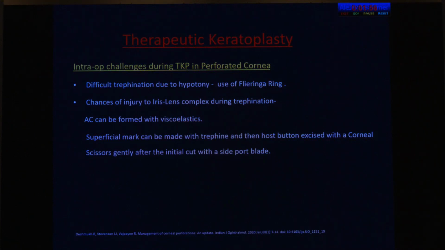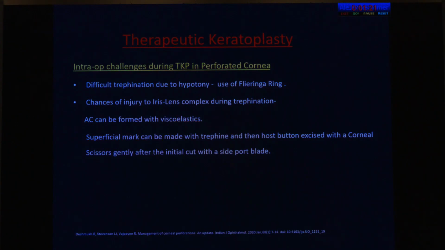In the cases of central large perforated corneal ulcer, therapeutic keratoplasty is the only option. But there are so many challenges that we face during TKP in a perforated cornea. First, because of excessive hypotony, definition is very difficult. Flieringa ring is very useful in such cases. Even after that, chances of injury to the iris lens complex during dissection are very high. So AC always has to be formed before trephination with viscoelastics, and in fact we can just make a superficial mark with the trephine, and then the host button can be excised with the help of a side port blade and corneal scissors.